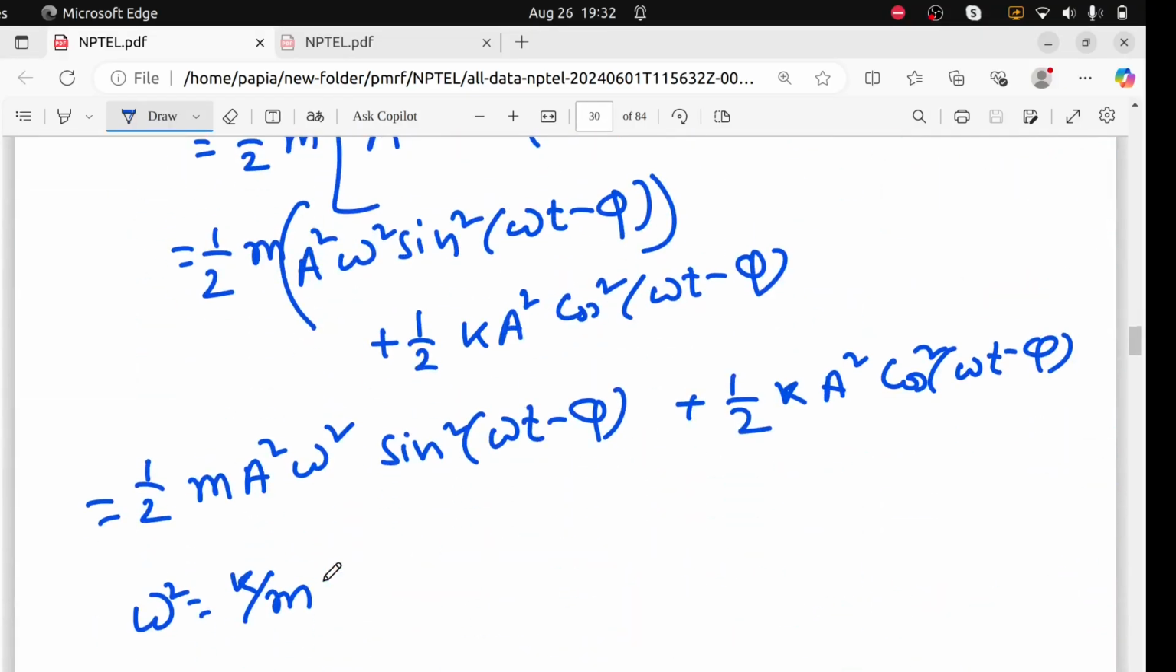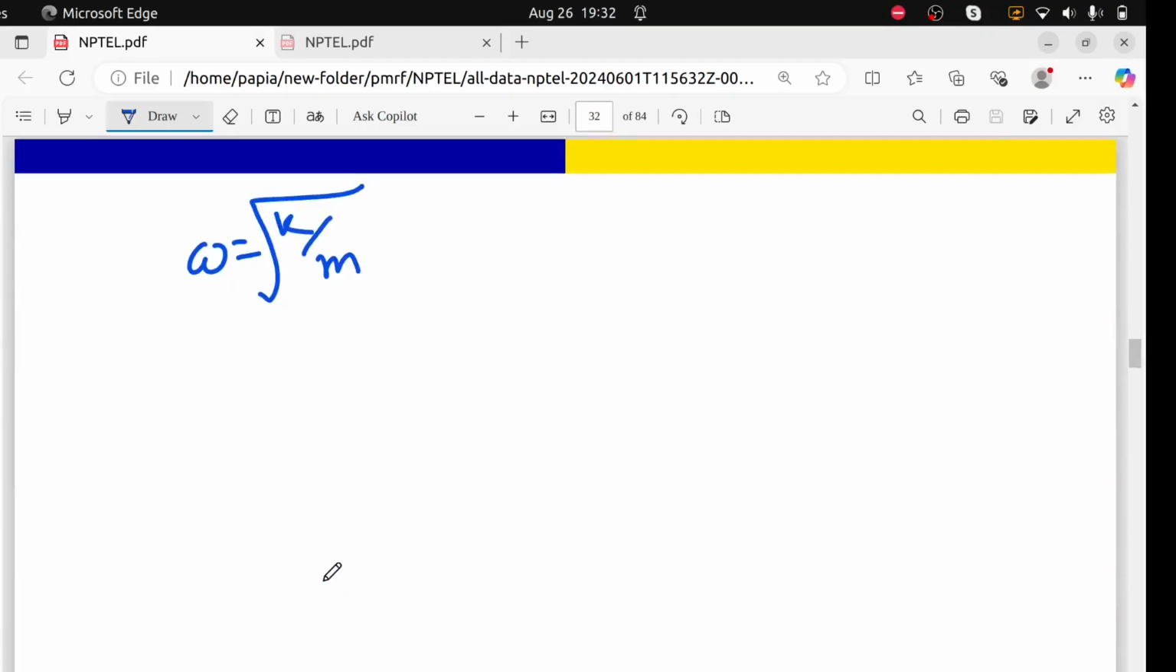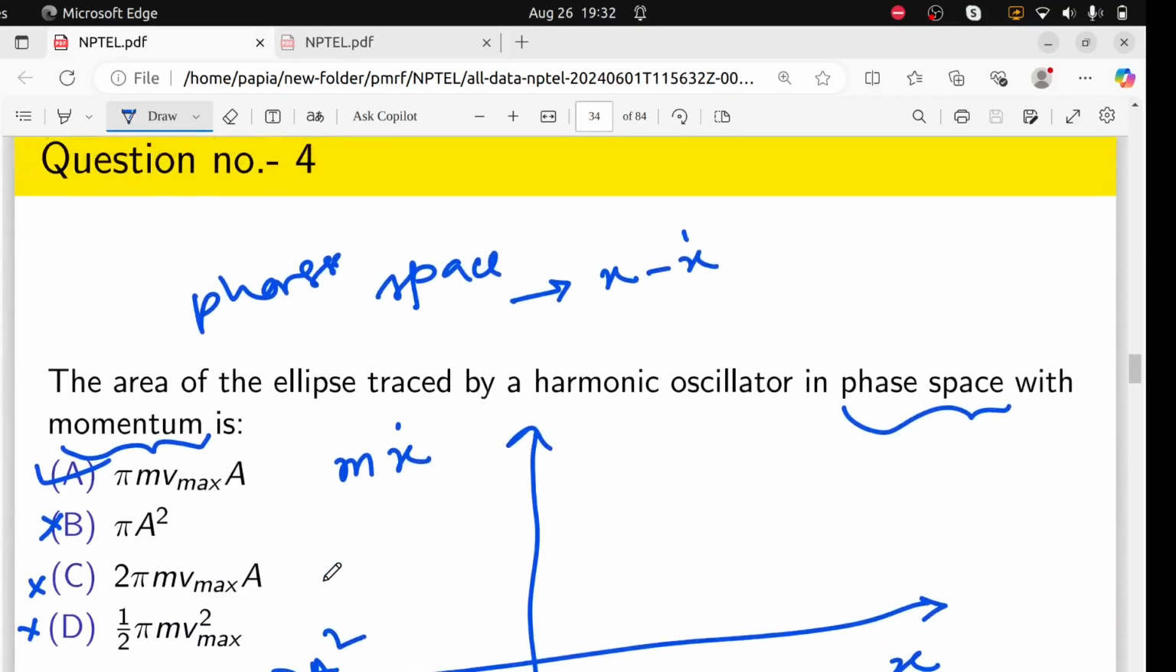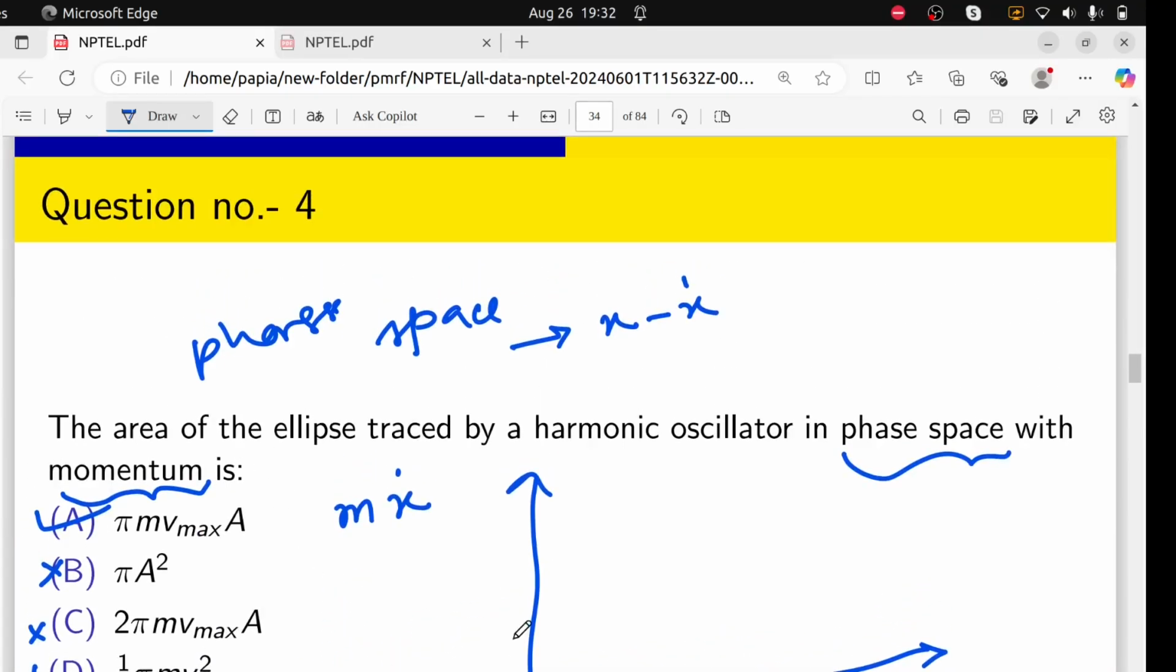Okay. The next question is this. Okay, the area of the ellipse traced by a harmonic oscillator phase space with momentum.